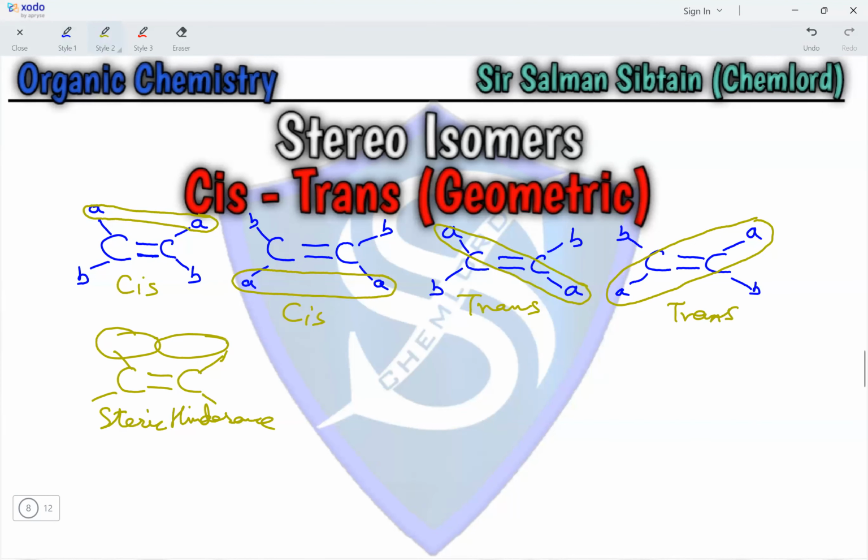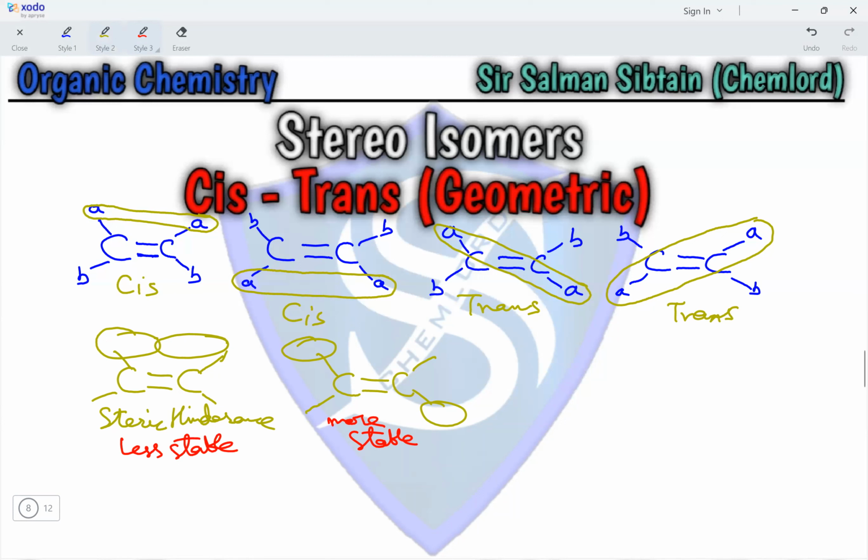And steric hindrance is completely avoided in a trans isomer because the two groups with the larger sizes are on opposite sides and they will not collide with each other. So that makes a trans isomer more stable than a cis isomer.